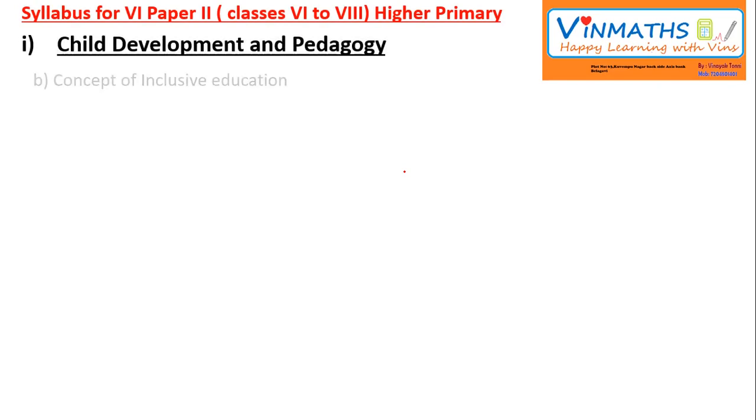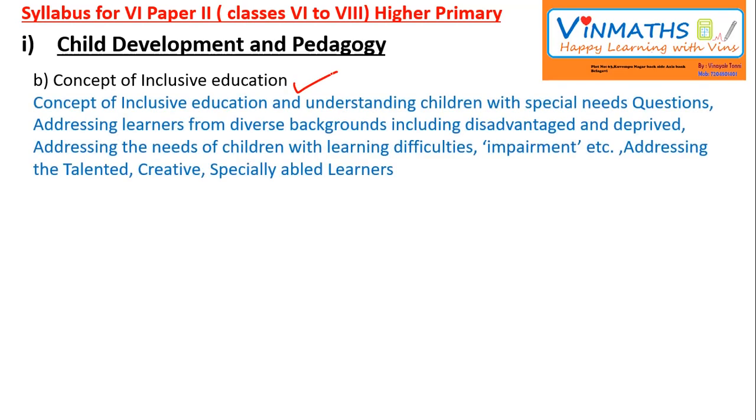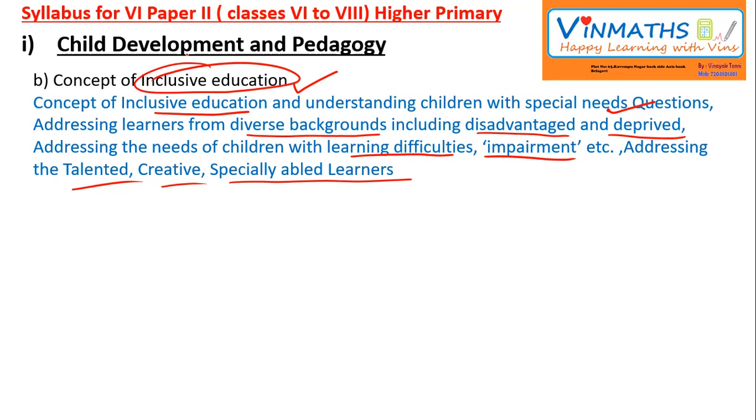Next is about child development, concept of inclusive education. Concept of inclusive education means understanding children with special needs, addressing learners from diverse backgrounds including disadvantaged and deprived, addressing the needs of children with learning difficulties, impairment, etc., addressing the talented, creative, specially abled children. All these concepts will come in inclusive education practice.